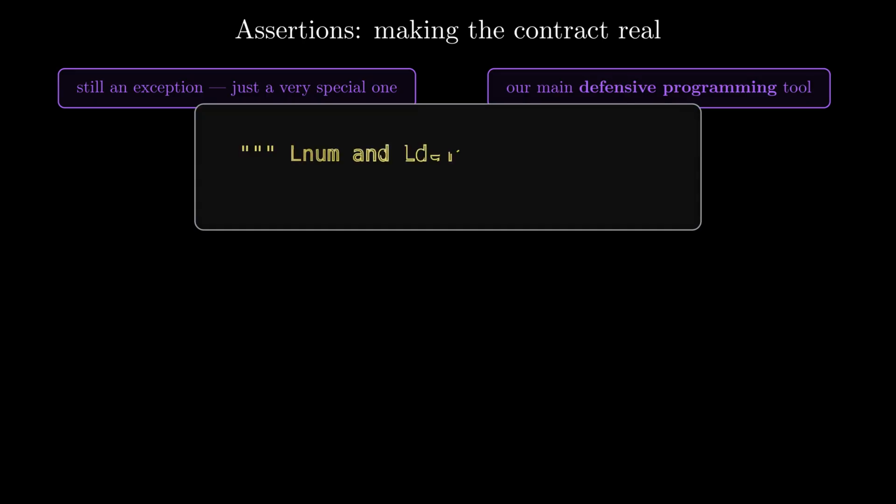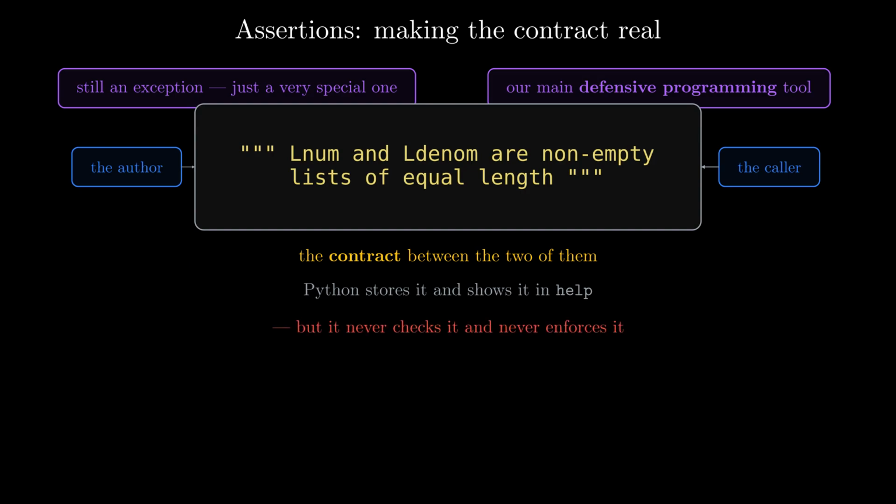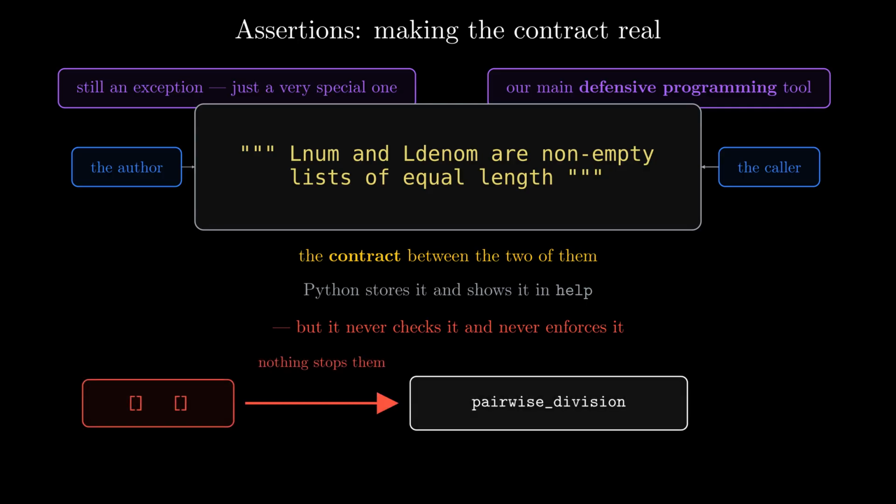Think back to docstrings. Our docstring promises that lnum and ldenom are non-empty lists of equal length. That text is the contract between the person who writes a function and the person who uses it. But a docstring is just text. Python stores it and shows it in help, but it never checks it and never enforces it. The user can hand us empty lists, and the docstring does nothing. Assertions make the function enforce its own contract from the specification.